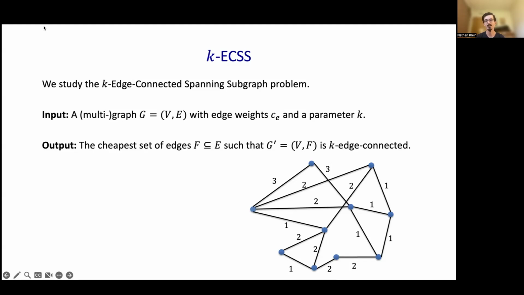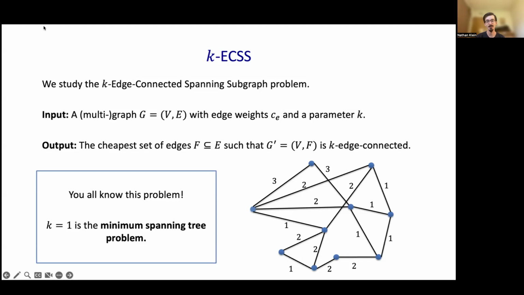So even if you're not familiar with this problem, I promise you do know it for k equals 1. For k equals 1, this is exactly the minimum spanning tree problem. And here's a solution for that problem. So clearly this problem is computationally easy for k equals 1.